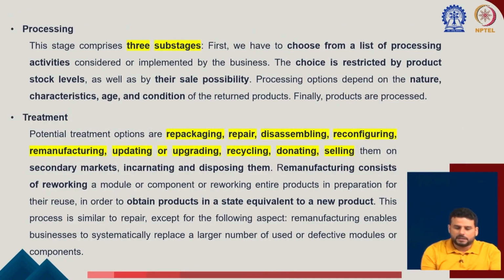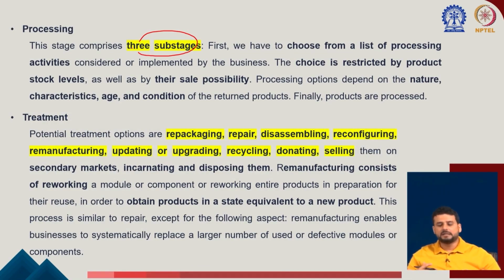Then processing. Now this is done in 3 stages. They choose from a list of processing activities what kind of processing you can do, and how that is defined depends upon the age of the product you collected, the condition, characteristics, nature, and then sale possibility. If you are doing everything, remanufacturing, refurbishing, and then coming up with new packaging, even then you are not able to sell in the same market, right? Then it is a kind of economic burden on your company, right? So those 3 dimensions of sustainability you need to somewhere handle.